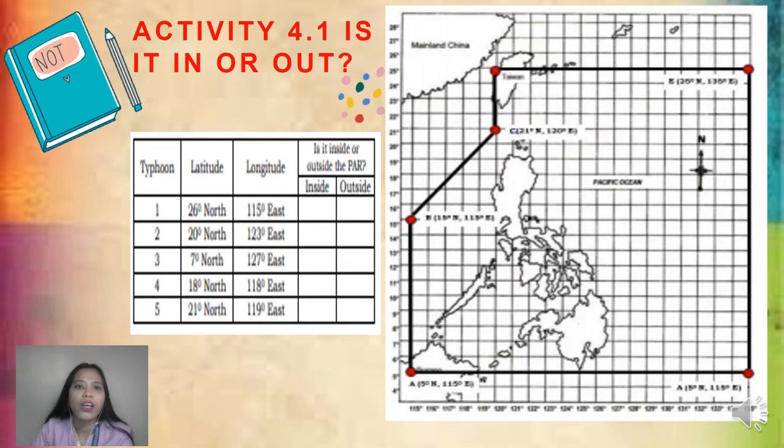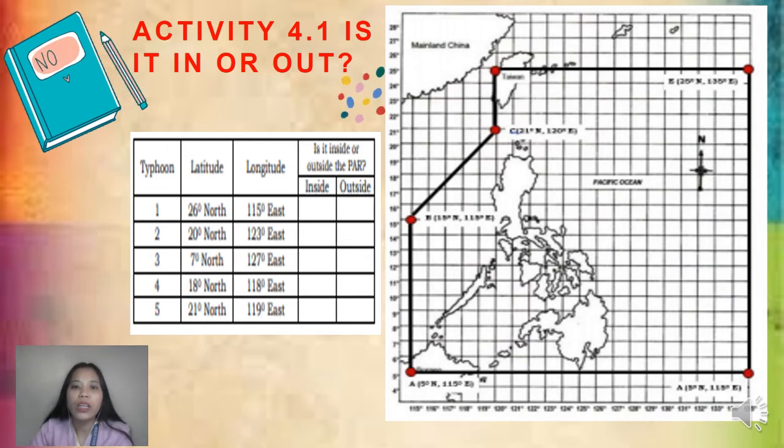Alright, class, you are correct. Tracking the typhoon's path will determine whether it is inside or outside the Philippine Area of Responsibility, and people in the affected areas will have enough time to prepare before and after the typhoon will hit their places or areas. Do you have any clarifications?